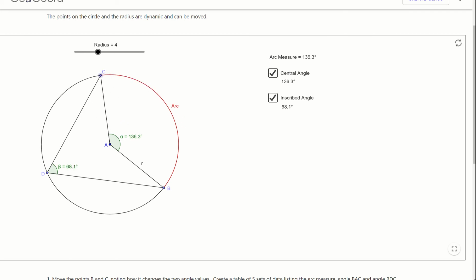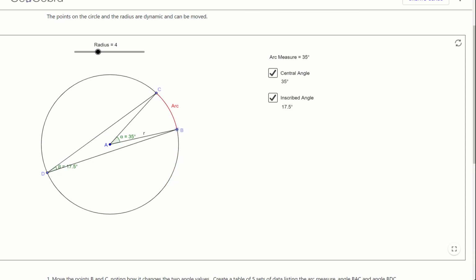All right, let's take a look at another angle. So we have 68.4 compared to 136.9. How do you think those two numbers relate? All right, let's do something a little bit smaller. Maybe not there. Let's do that one. So we have 17.5 and 35.